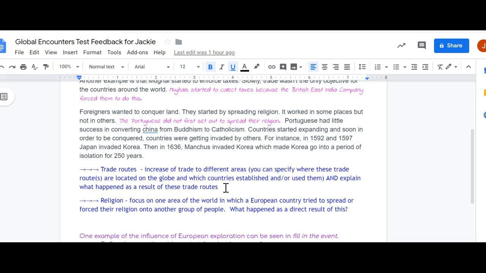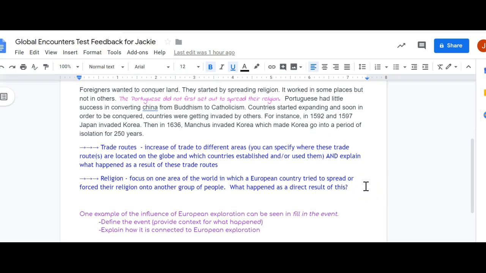Were there certain products that were brought back from these new countries to Europe? And then what happened in Europe as a result of those new products being there? Or maybe you can talk about the establishment of these trade routes, where they went to, and how the new peoples in these new lands were affected because of European exploration. So there's a couple of different ways in which you can go when you talk about the trade routes.